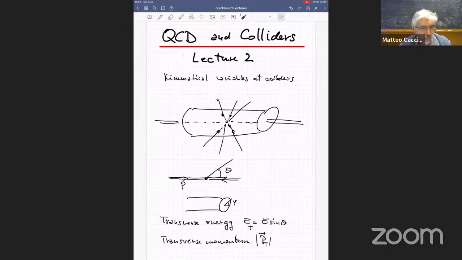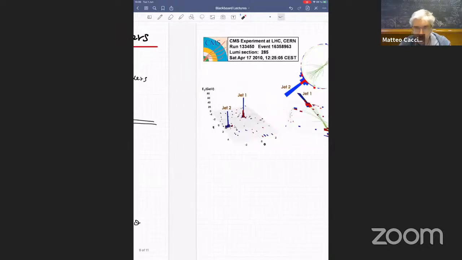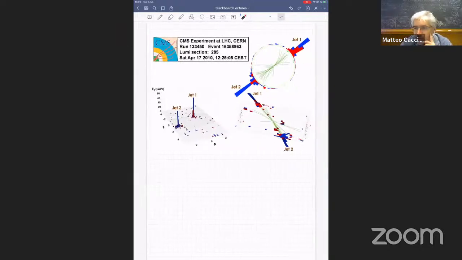To give you a better feeling for what you're actually looking at in a collider, this is an example of the kind of event that you see at the LHC. And you have three different representations of the same event. This one is the event as you would see it if you were looking down the beam pipe towards the detector. So you have your interaction at center, and then you have all the tracks of the particles, of course, roughly back to back, coming out in the transverse direction. Remember, the beam pipe is down here, and then these are the transverse directions.